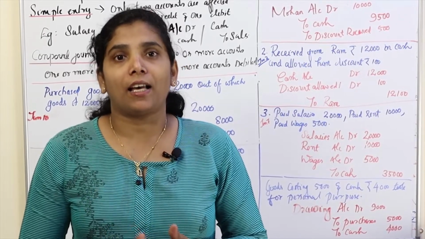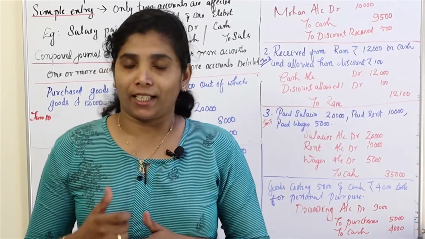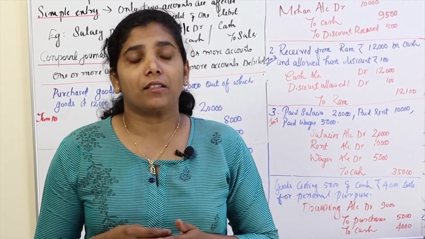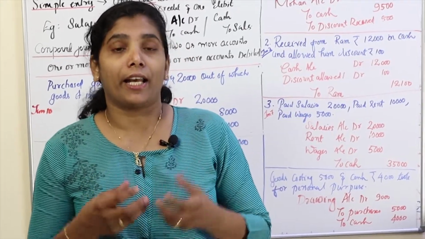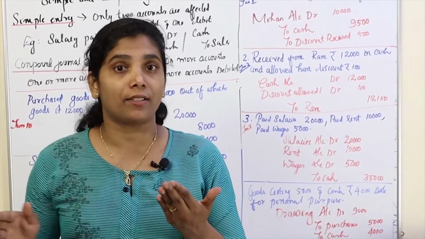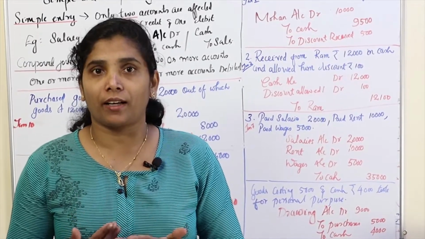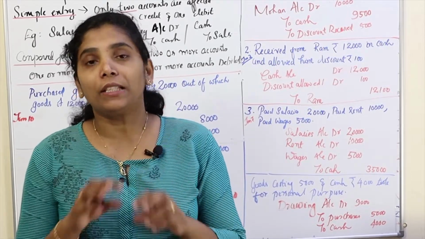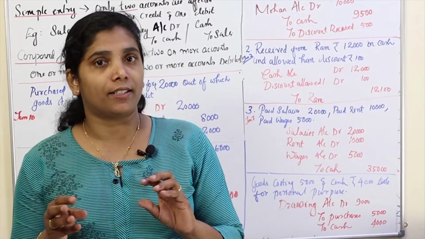In today's class, I am going to explain simple and compound journal entries. A simple entry means entries which are affecting only two accounts, that is, one debit and one credit. Example, rent paid by cash. So, rent account debit to cash. Cash is going out, so we have to credit it. Salary paid by cheque. So, salary account debit. Bank is decreasing, so bank account credit. So, these are simple entries, affecting only two accounts, one debit and one credit.